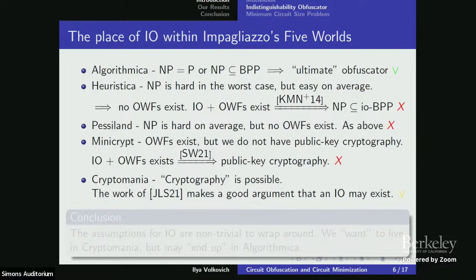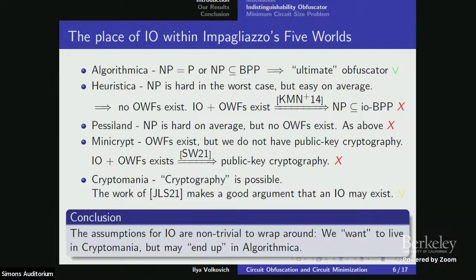So in conclusion, what do we have? We have that IO can only exist in Algorithmica and Cryptomania, although there is this new trend to try to define a new sixth world, which is called Obfuscatopia or something like that, which kind of spreads in between these two. And the main issue here is that the assumptions for IO are non-trivial to wrap around. As a community, we want to live in Cryptomania, but if you're not careful enough, you may very well find yourself in Algorithmica. This is kind of what makes IO non-trivial.